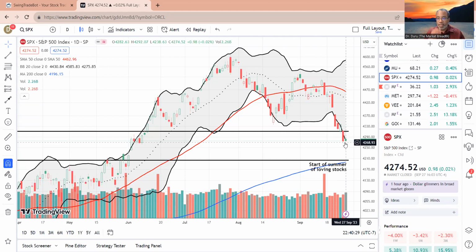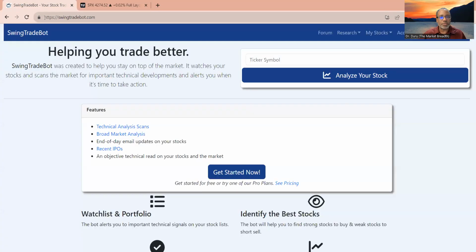Again, this pattern is particularly significant, particularly powerful, given that the market is at or near oversold conditions. This could be a major bottom. There's no guarantees, but I think the odds favor a short-term bottom that's tradable to the long side. So of course, now let's go to Swingtradebot.